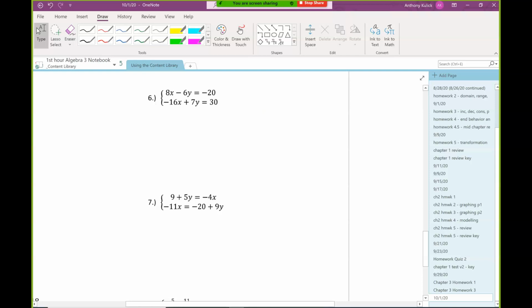The first thing I would do, in order to be able to do elimination on this problem, is get everything to line up vertically. So I'm going to put the x's and y's on one side and the constant on the other. In this first equation, I'm going to add 4x to both sides and then subtract 9 from both sides. And similarly, for the second equation, I'm going to subtract 9y from both sides.